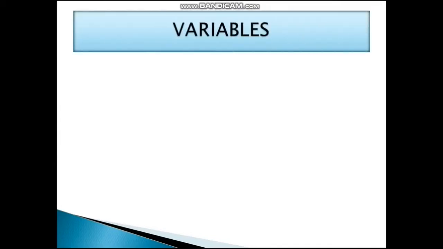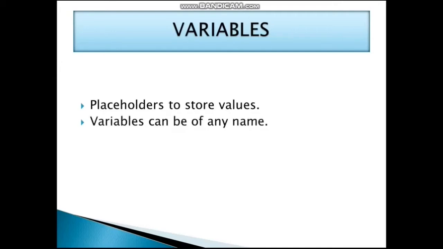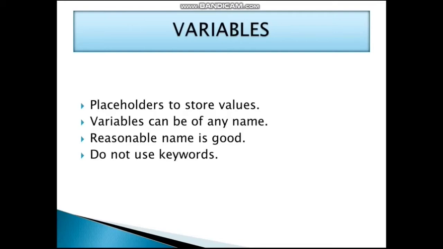Now let's know what variables are. Variables are like placeholders which are used to store values within them and can be used in various parts of our coding. Variables can be of any name. It's up to the coder's wish. We should always name a variable a reasonable one, so if other programmers come to visit our code, they should easily recognize what this variable is holding. We should not use keywords as variable names.